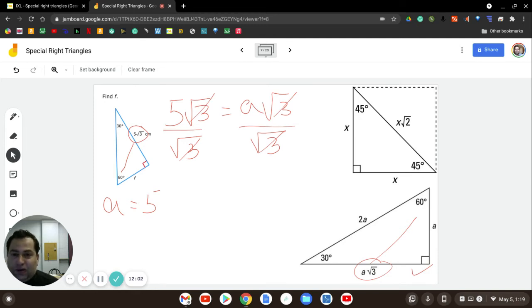And then from here, I look back and I say, oh, we have to find f. F is opposite 30. A is opposite 30. So f is equal to a. But I know what a is, so f is equal to 5.